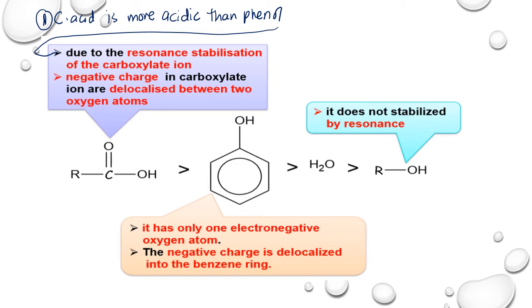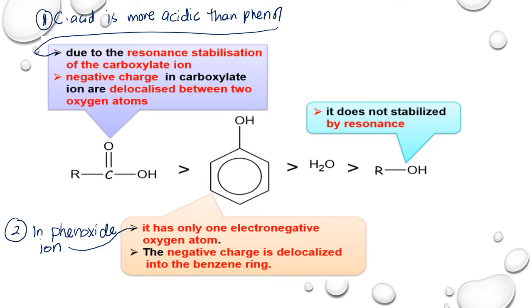Statement yang kedua, awak akan tulis, in phenol oxide ion. So phenol oxide ion maksudnya kita refer kepada kita punya phenol. Phenol oxide ion, it has only one electronegative oxygen. So the negative charge is delocalized into the benzene ring. Okay, so itu statement yang kedua.